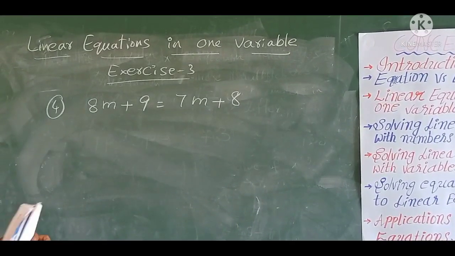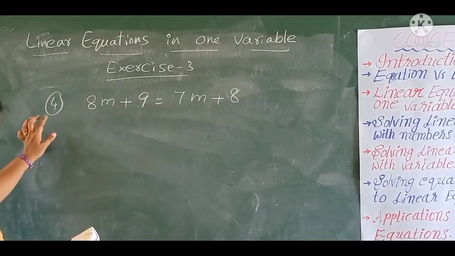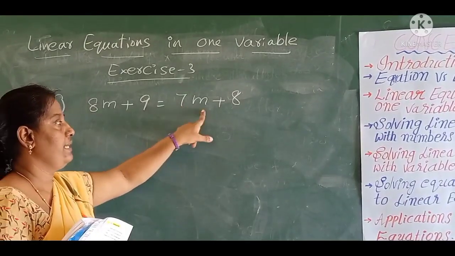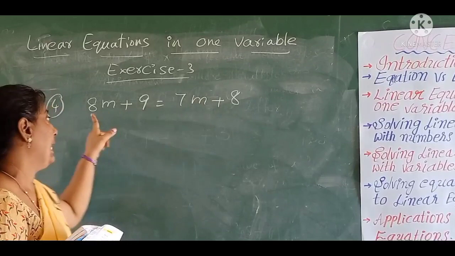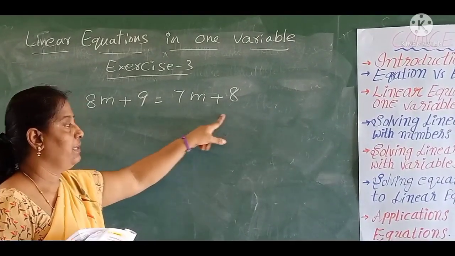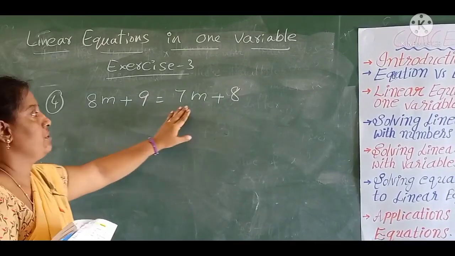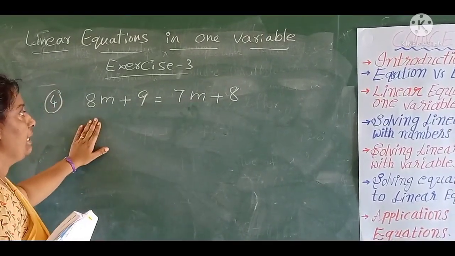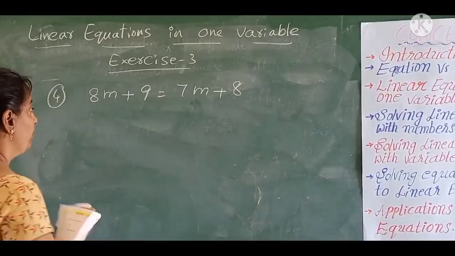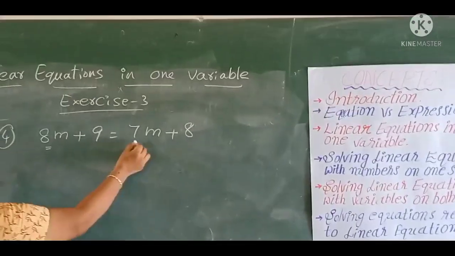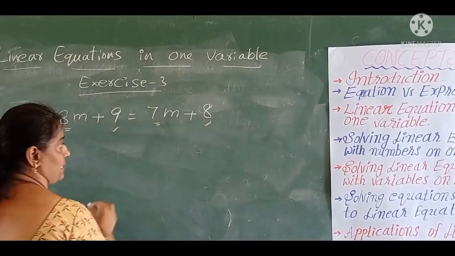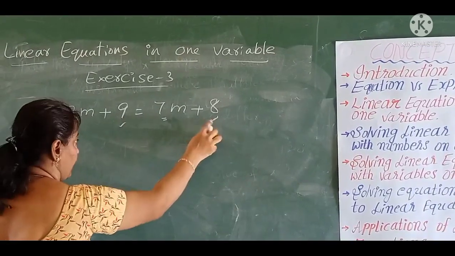One more question. Exercise 3, fourth question. 8m plus 9 is equal to 7m plus 8. In previous problems like that, we have to move the variables to the left side and constants to the right side. See, what are the variables here? 8m and 7m. What are the constants here? Plus 9 and plus 8.